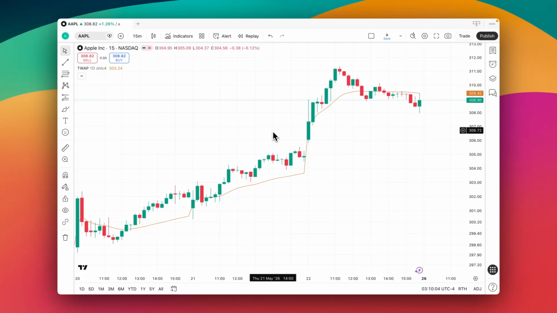The TWAP indicator stands for time weighted average price. It weights price equally across time. It's the benchmark institutional traders use when they want to execute a large order without moving the market, and here's how to use it. First, open up any chart and just click the / key.